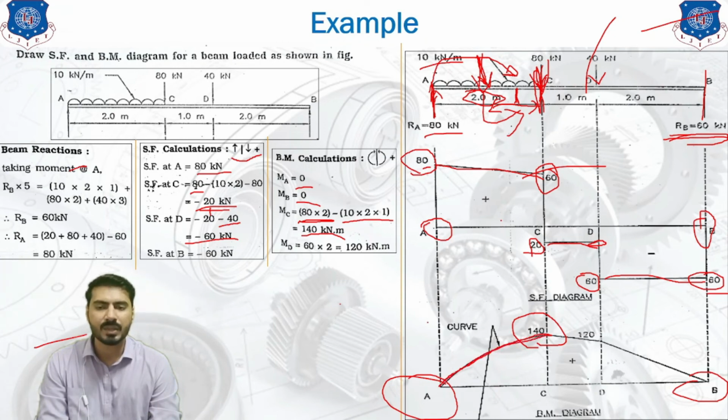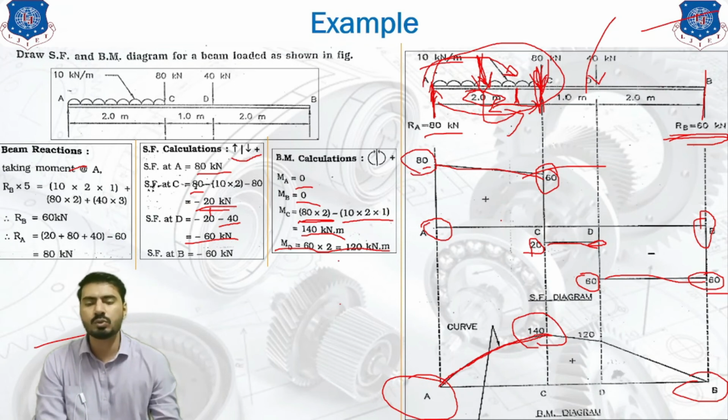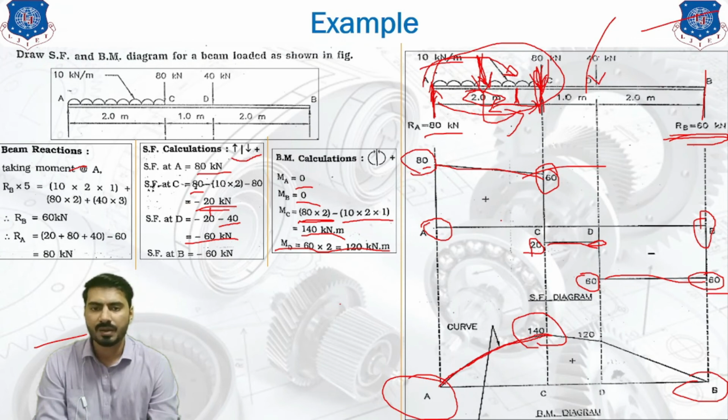Why have we used it? Because between the A and C there is a UDL acting on the beam. That is why we need to connect it using the parabolic curve. Last point is MD. MD is nothing but 60 into 2. Why is it so? Because we are taking the D point and taking a reference section or imaginary section over here. This imaginary section can be evaluated using the left hand side or right hand side. On the right hand side there is only one force, so it will be easier for us to calculate using the right hand side.